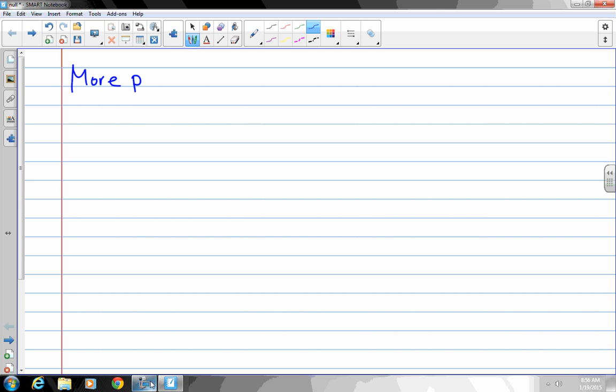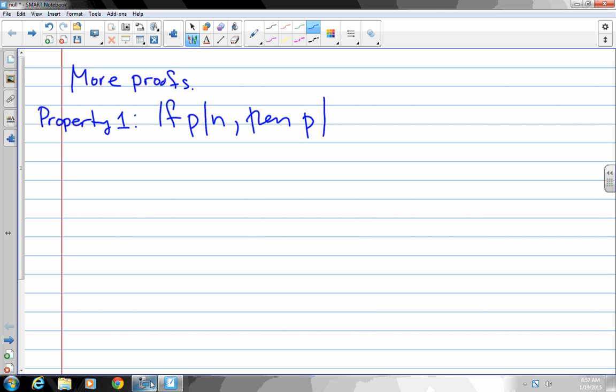I want to do a simple one. All right. So here's a statement. Let's call it some property. Let's call it property 1 for today. I know we have property 1 from last week, but property 1: if P divides N, then P divides the product of N M for all integers M.